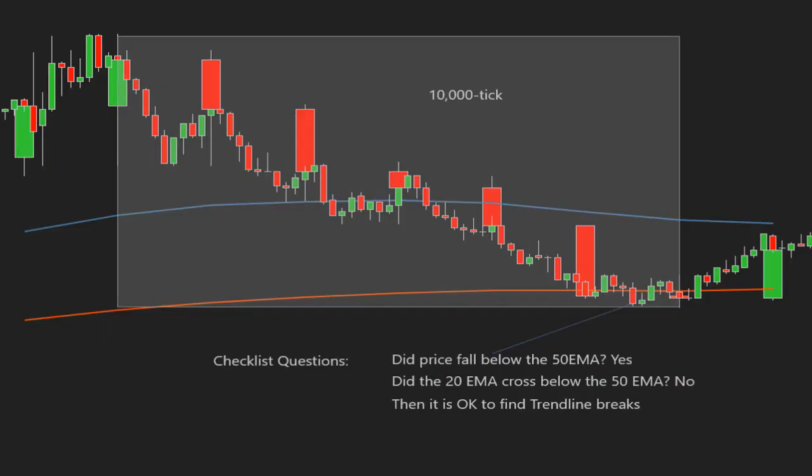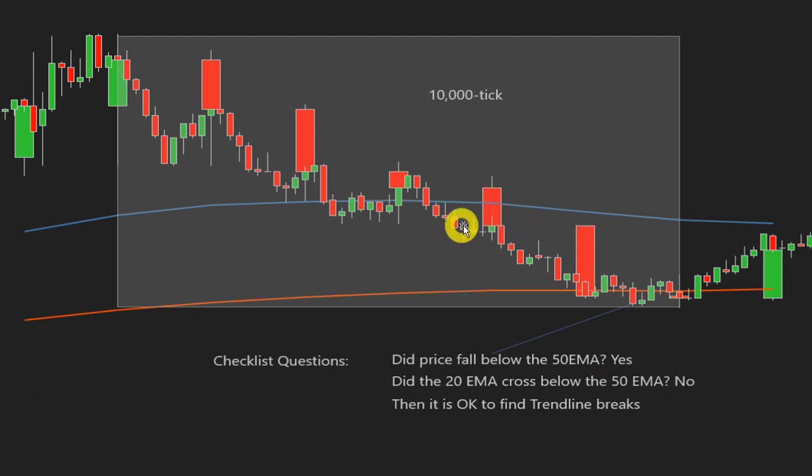Let's take a look at the next slide here. Checklist questions. Did price fall below the 50 EMA? Yes. Did the 20 EMA cross below the 50? No. Then it's okay to find trendline breaks. But we do have the deepest pullbacks where we don't prefer that.